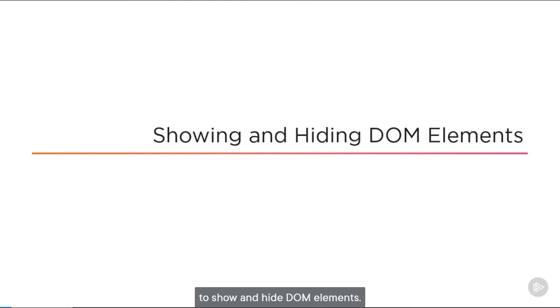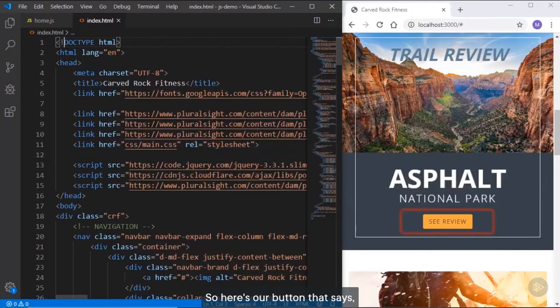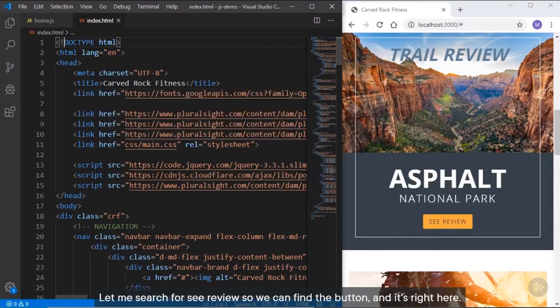Let's take a look at how we can use our button click to show and hide DOM elements. It'll act as a toggle button. This is a very common operation when you're working with JavaScript and HTML. So here's our button that says See Review. And what we'll do is we'll add a panel just below it that is the actual review that we want to see. So I added some simple markup for this.